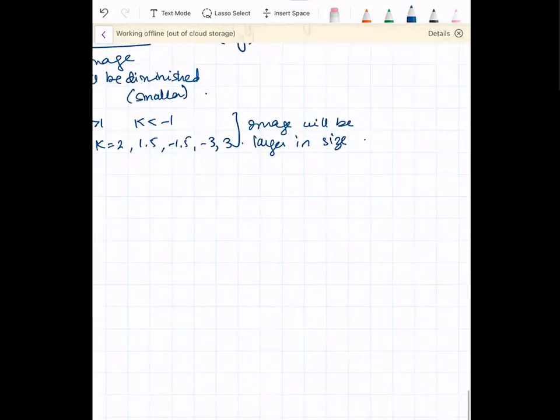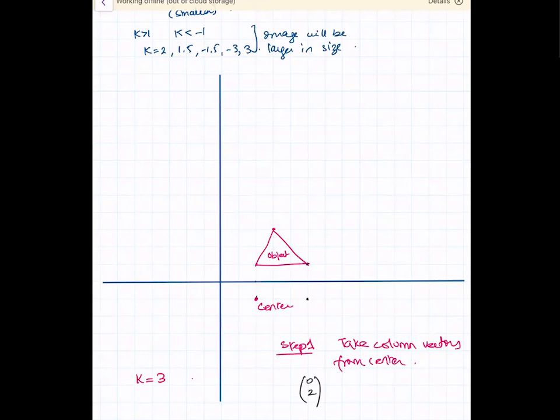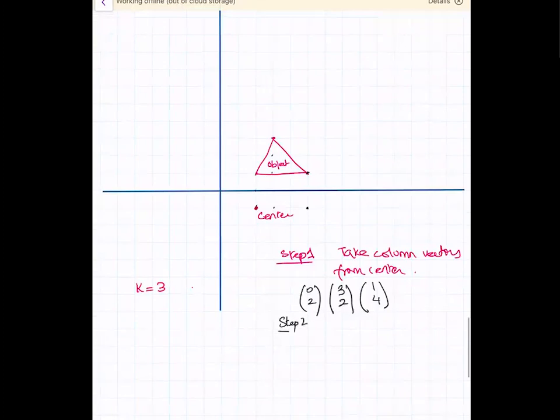Now, let's just do a question. You have to enlarge this object about the center by the scale factor +3. So step 1 is going to be take column vectors from the center, just like rotation. So if I take the column vectors, it's 0, 2, 3, and then 2. 1, 1, 2, 3, 4. Step 2 is going to be multiply all of them with the scale factor. So 0, 6, 9, 6, 3, 12.